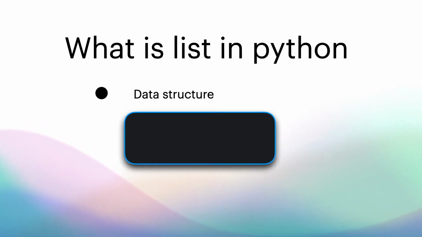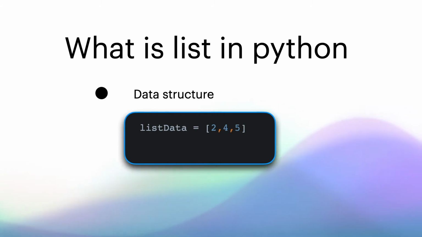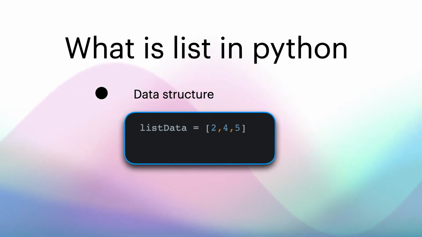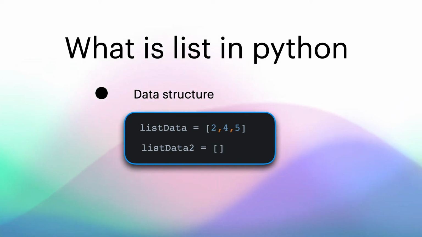Now, in order to create a list in Python, you have to define a list name on the left hand side and the element that you want to store in it on the right hand side. Keep in mind that the element need to be specified inside a square bracket and each individual element need to be separated by comma. Okay, so this is a list with some data. Now, if you want to declare an empty list, then you don't have to specify any value, but you have to specify a square bracket.